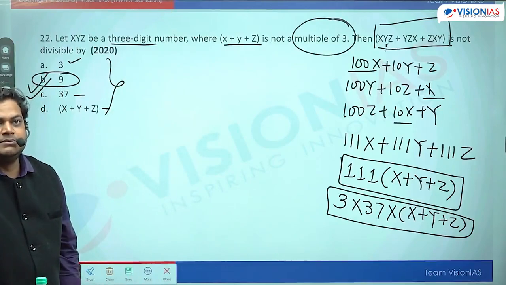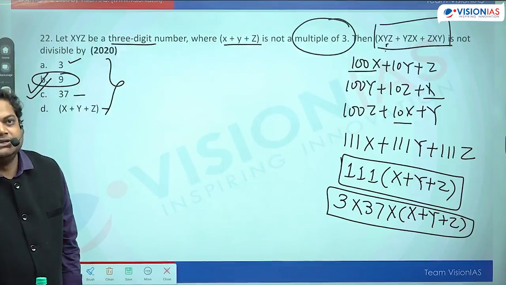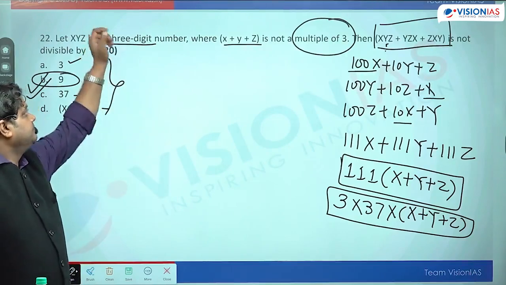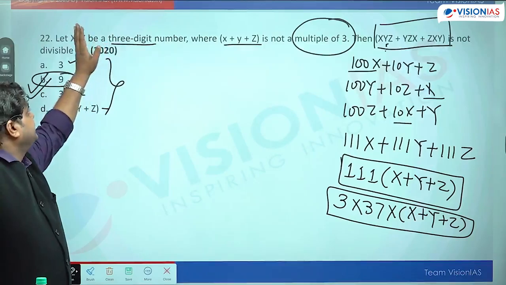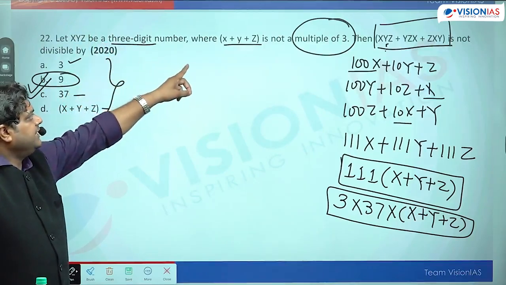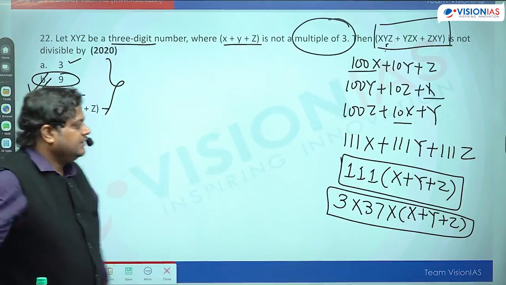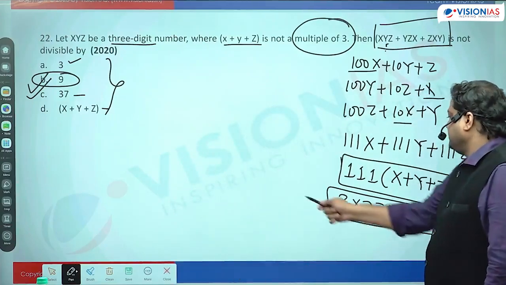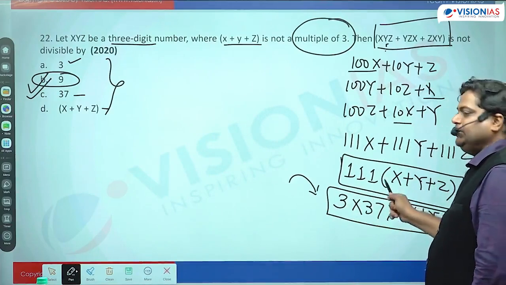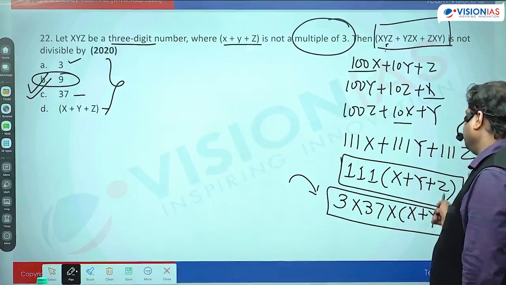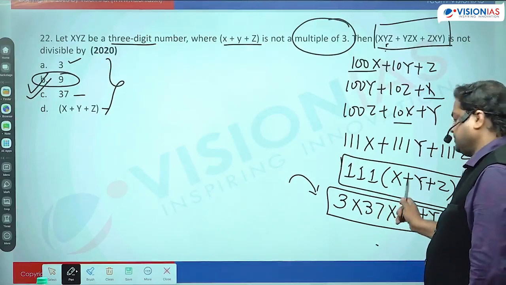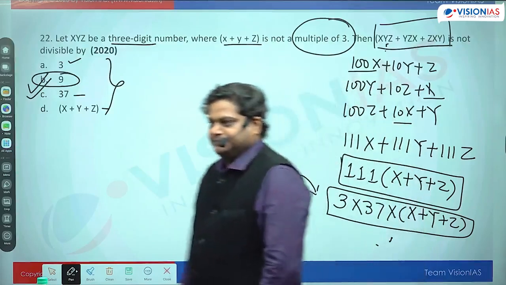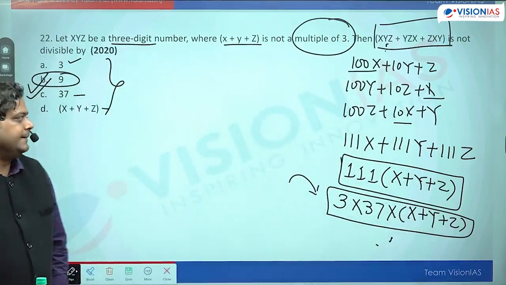Not divisible by 9 because sum of the digits is not divisible by 3, then not divisible by 9. देखो यहाँ पे लिखा है x y z be a 3-digit number where x plus y plus z is not a multiple of 3. लेकिन ये जो नंबर वी आर गेटिंग दैट इज 111 into x plus y plus z. दैट मीन्स x plus y plus z से तो ये नंबर नहीं जाएगा. मतलब कैंसिल आउट होगा, कंप्लीटली डिविजिबल 3 से होगा, 37 से होगा, बट नॉट 9. दैट इज वाई द आंसर इज 9.